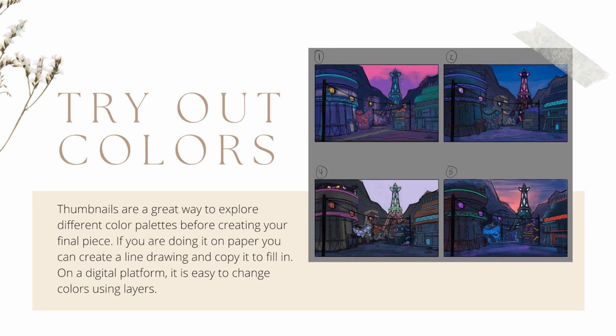Of course, thumbnails are also a really good way to explore different colors in your painting, different color options. If you're working with a digital medium like Procreate, it's easy to change your colors. If you're working on physical paper, you might want to do a kind of line drawing and then copy it and then color it in with different colors, to play with different effects. You can also often take a picture of a basic color drawing that you made and then change the colors digitally on your phone, but not everybody's phone can do that.